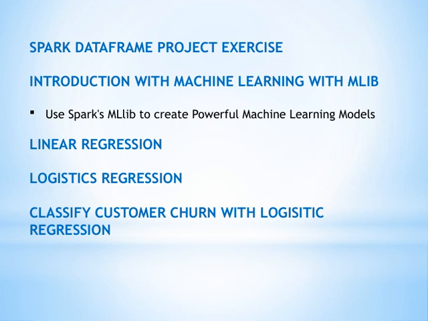Then, we'll move on to logistic regression, which is our go-to method for classification tasks, like determining whether a customer will churn or not. Specifically, we'll focus on classifying customer churn using logistic regression. This is a common problem in business, where understanding why customers leave helps us improve retention strategies. By the end of this slide, I want you to see how these models fit into real-world scenarios and how Spark's MLlib makes it easier to handle large datasets efficiently. This is all about empowering you to create scalable, accurate models that can drive impactful decisions.